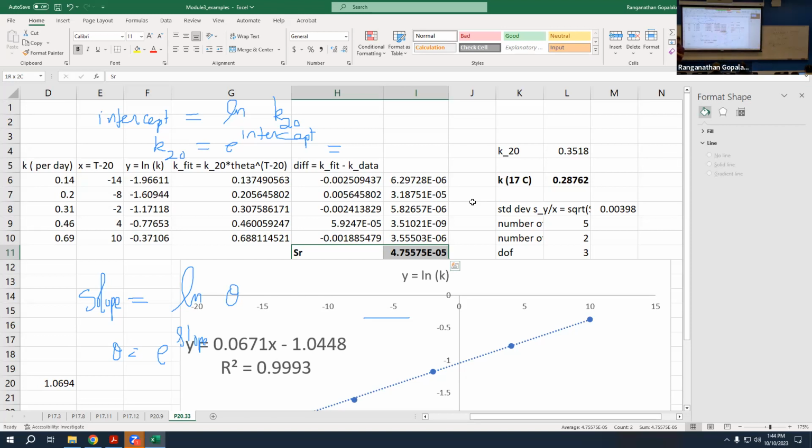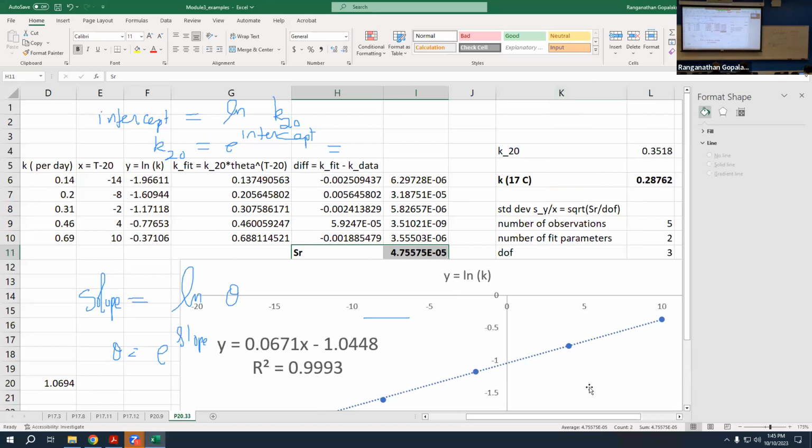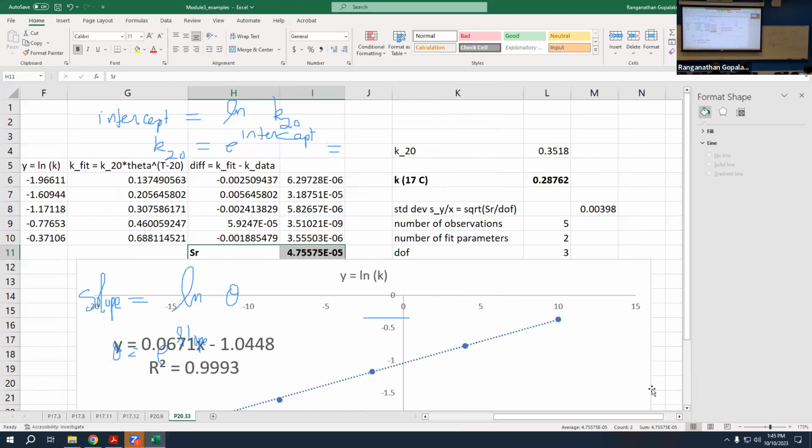What is the number of iterations that would find this? I'll expand it. Number of observations, which is basically the number of data points.